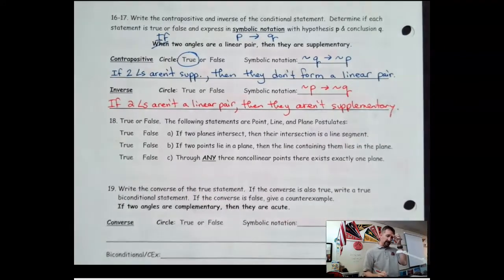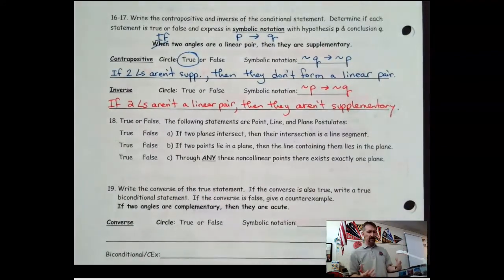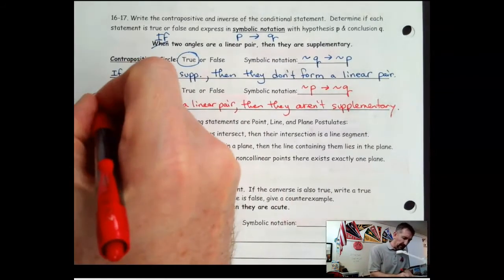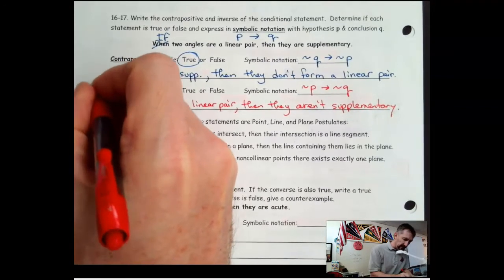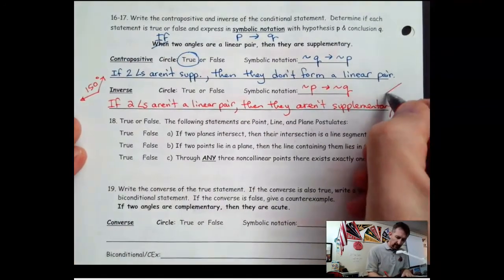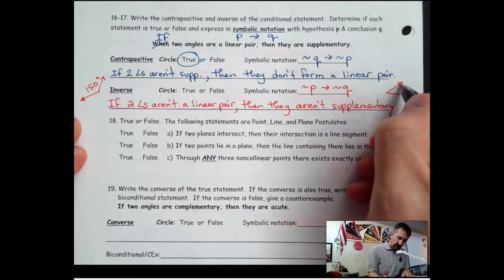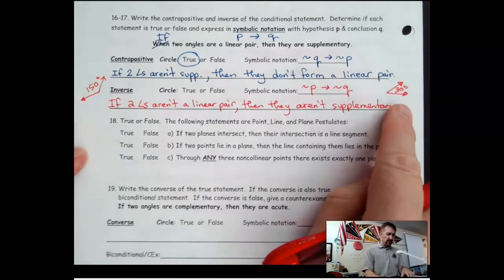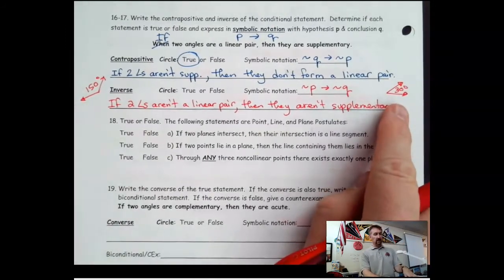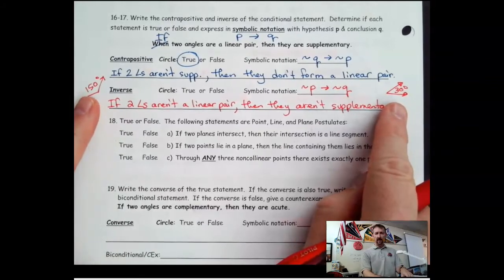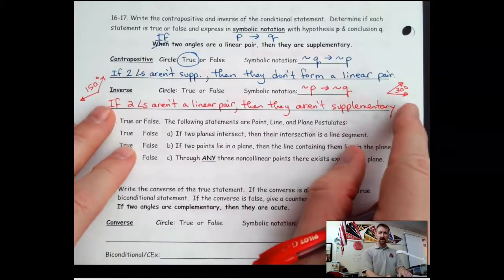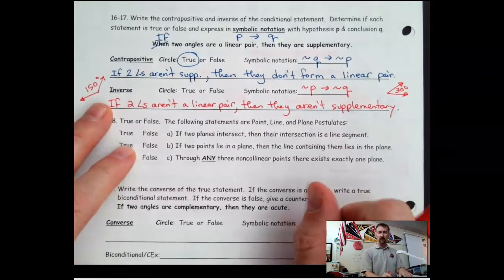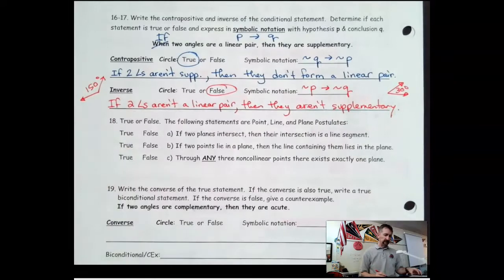Okay, so think about that for a second. So they're not a linear pair. They can't be supplementary. We just had an example of that earlier in the notes, when I had the 150 and the 30. So there's 150, and over here is 30. Okay, so these two angles, that's approximately. So these two angles are not a linear pair because they don't form that straight line. They're not adjacent. They're not sharing a side, but they are supplementary. So that's false. That's not true.